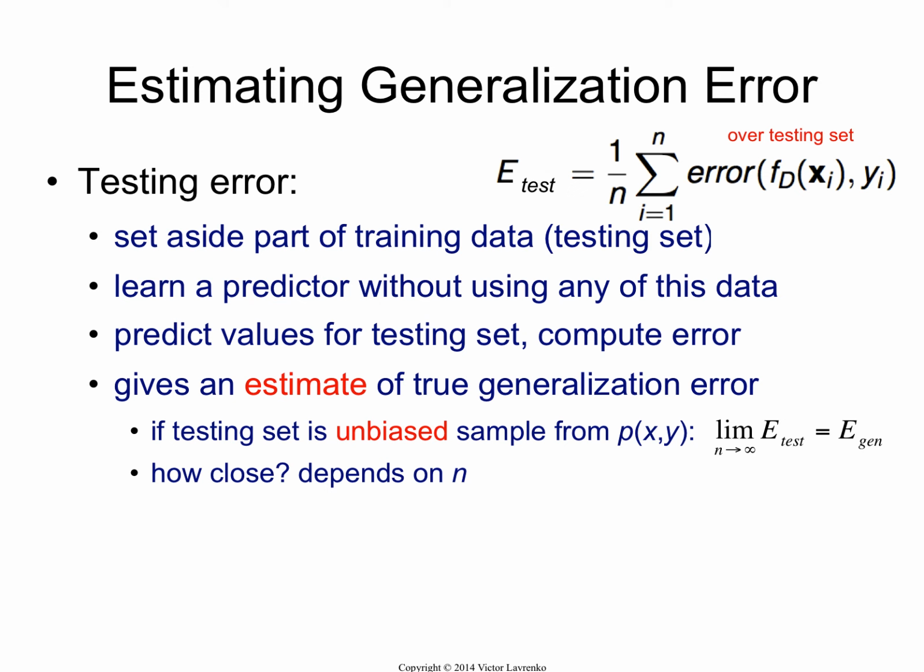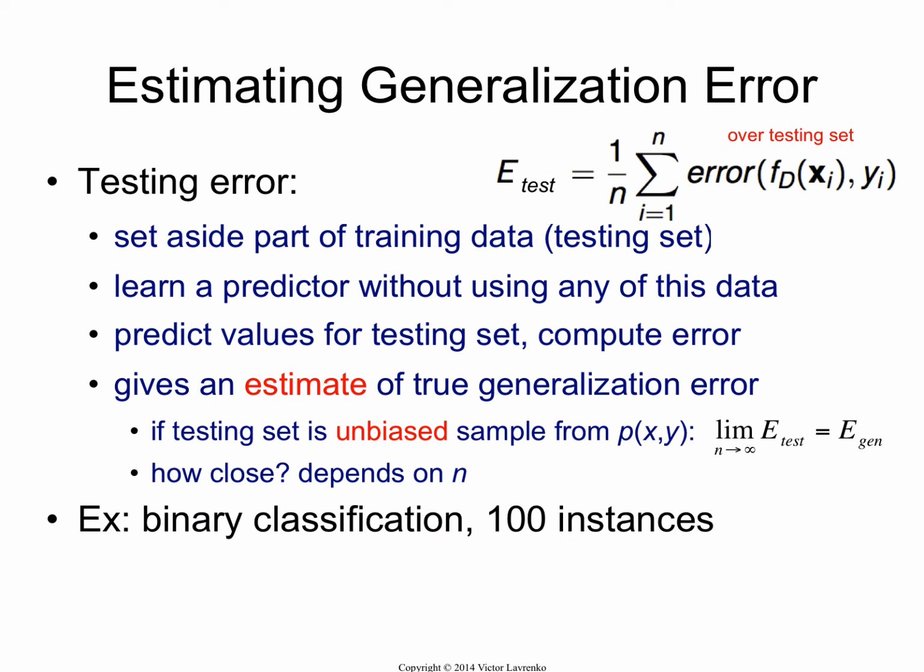So what you know is in the limit, the testing error will be the same as the generalization error. So it'll be close. But the interesting question is, how close is it going to be? And the answer is, it turns out it depends on n. It depends on how many entries you put into the testing set. So the more entries you have in the testing set, the closer your testing error is going to be to the generalization, to the true future error.